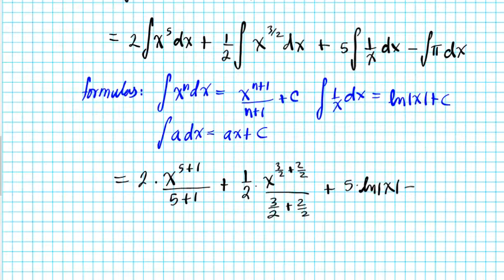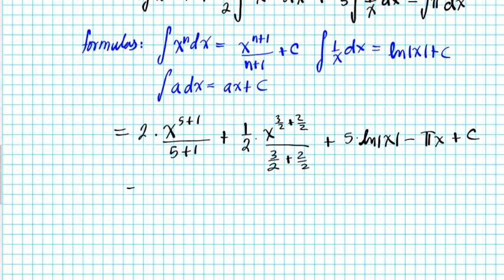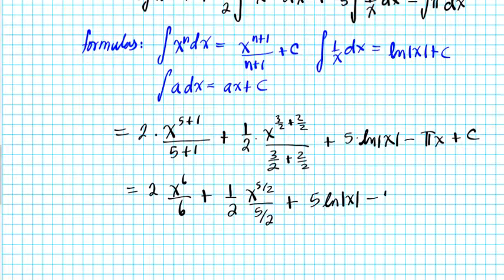The integral of pi is pi x, so we have pi x using this formula right here, plus c. Alright, let's go ahead and make our result look pretty. So we have 2x to the 6th over 6 plus 1/2 x to the 5/2 divided by 5/2 plus 5 times the natural logarithm of the absolute value of x minus pi x plus c.